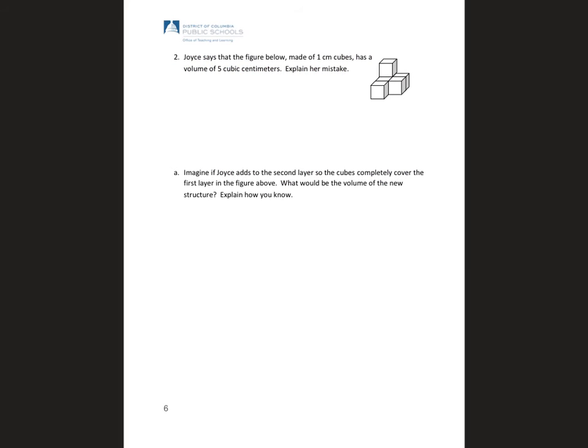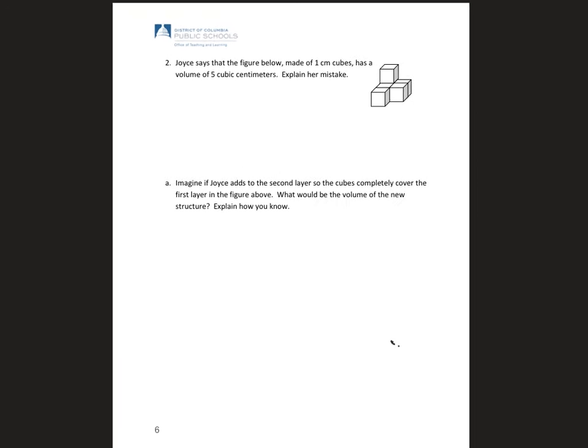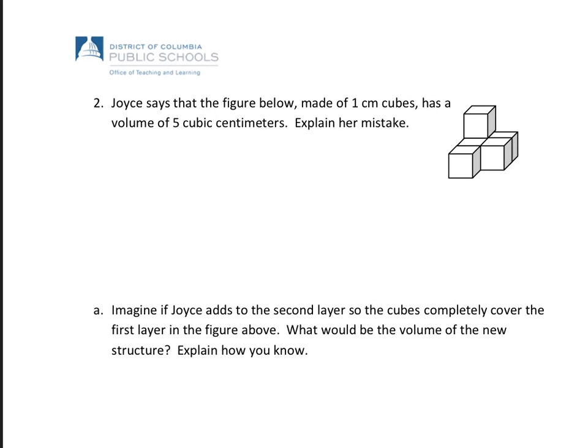Okay, going on to the last page. All right, it says Joyce says that the figure below, made of 1 centimeter cubes, has a volume of 5 cubic centimeters. Explain her mistake. Okay, so they already told us this isn't true. So let's go ahead and count and see what the real answer is, the correct answer.